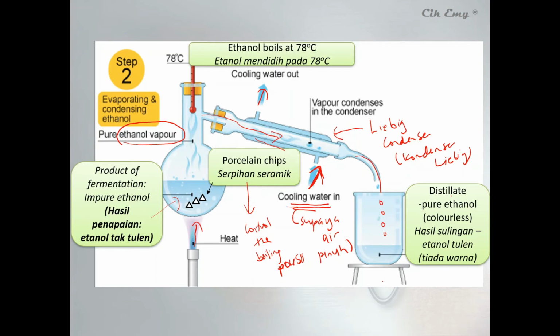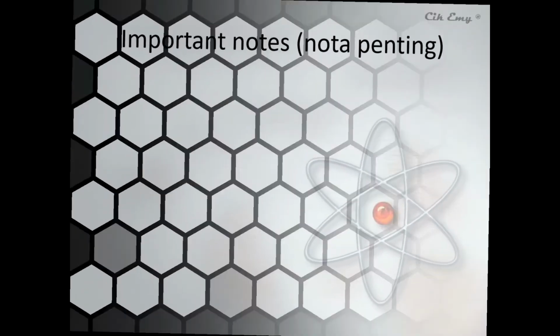ethanol, pure ethanol. Okay, proses yang pertama bila kita panaskan pada suhu 78, etanol mendidih dan menjadi wap etanol. And then wap ni masuk dalam ni, and then dia akan dikondensasikan menjadi cecair etanol tulen. Okay, itu saja untuk proses penyulingan.